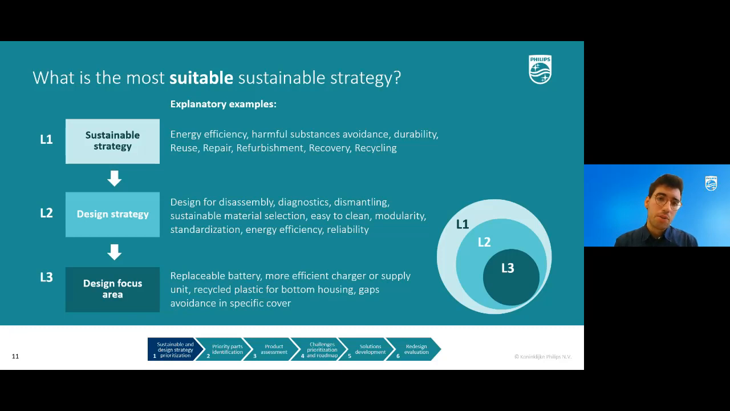And finally, after doing that, we go to the deeper level, that is identifying what we call design focus areas. These are specific design features that we want to prioritize and optimize our product design for. Examples, again, could be making a specific battery replaceable, making a more efficient power supply unit, making a specific part of the housing of the product out of recycled plastic.